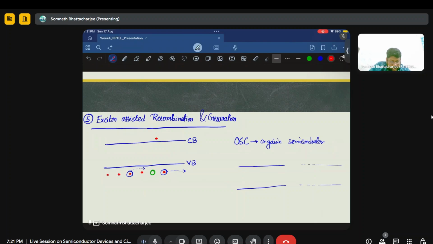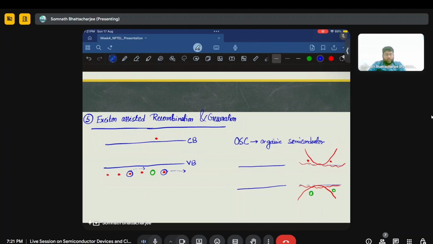What happens here is that this band is not exactly a linear one, so it can be like this or something different. What happens in an organic semiconductor is that there are several particles here or here. So it can be like this or it can have different structures as well. So we can have it here, we can have it here, and these kinds of structures.